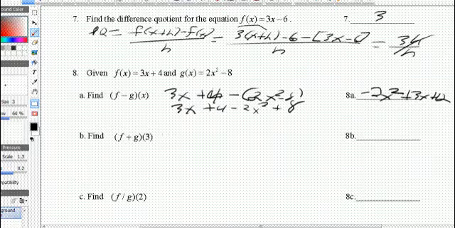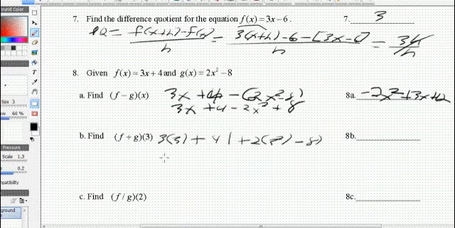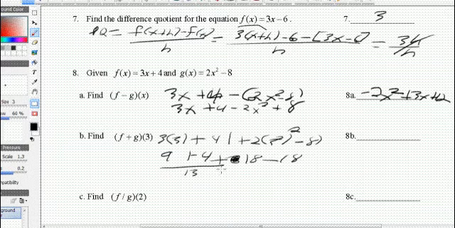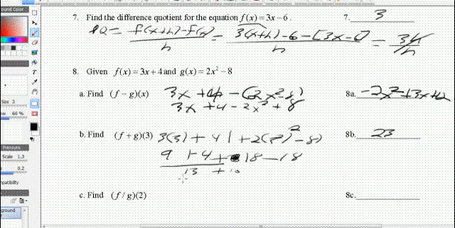Next one says f plus g of 3. So all you have to do is put a 3 in for x. 3 times 3 plus 4 plus 2 times 3 squared minus 8. That's 9 plus 4, and 3 squared is 9, 9 times 2 is 18, minus 8 is 10. So 9 plus 4 is 13, plus 10 becomes 23.